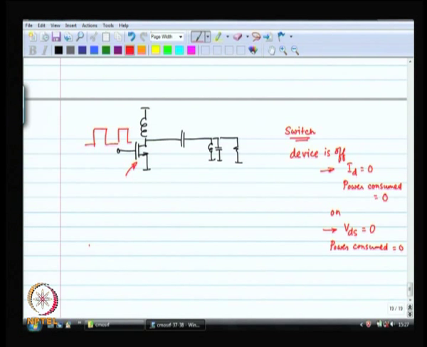All right. So, if I drive the input of the MOSFET like a square wave, when the device is on, it is not consuming any power because the voltage across the device is 0. When the device is off, once again it is not consuming any power because the current through it is 0. So, where is all the power going?